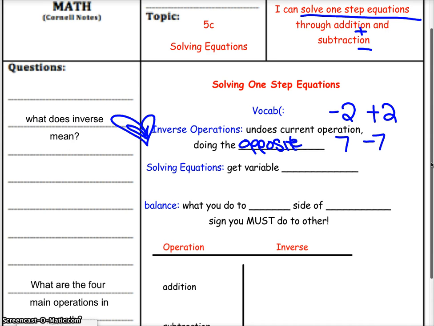Okay? And when I say solve this equation, solve means get the variable alone. Figure out what the variable is, like x equals something or a equals something. But the variable is all alone on one side of the equal sign.